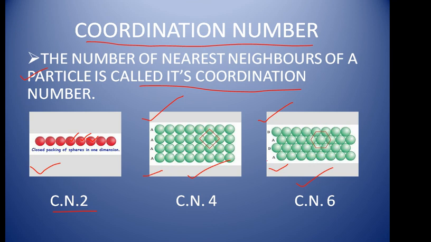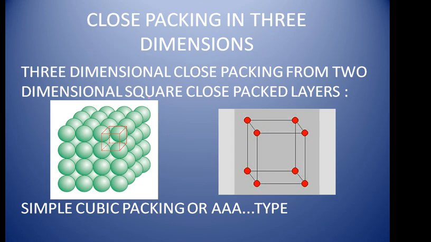Got it? So first I am considering the 3 dimensional close packing which we will get from the square close packing. That is why I have written here: 3 dimensional close packing from 2 dimensional square close packed layers. If 2 dimensionally you have the square close packing, there is no other way out because you have to stack the other one. The first layer is square close packed. Now whenever you are putting another layer, there is no other option except the same one.